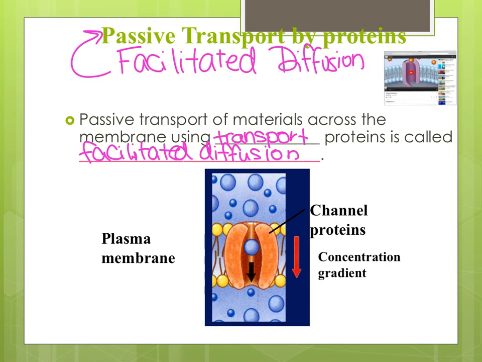Sorry about your luck. All right, plasma membrane. If you take a look, here's your plasma membrane, and you've got these embedded protein channels here. So these embedded protein channels, now facilitated diffusion, I like to think about it.